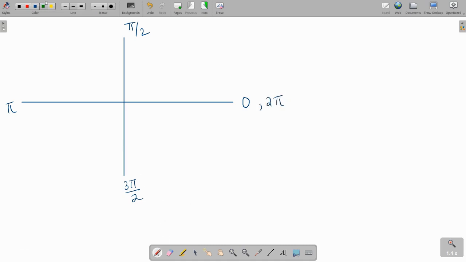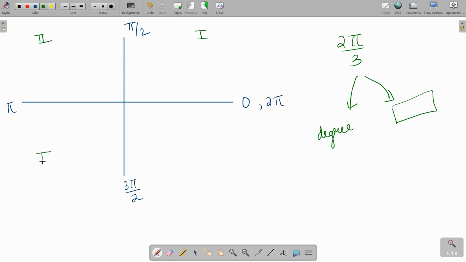Now, if the question is to draw an angle which is 2 pi by 3, there are two ways to do it. Either you convert this into degrees and identify which quadrant it will lie in, or the other way is you can use your calculator, see where it lies, see whether it is more than 90 degree or more than 180 or more than this to identify which quadrant it lies in. Okay, the idea is the same. So there are two ways, your choice.